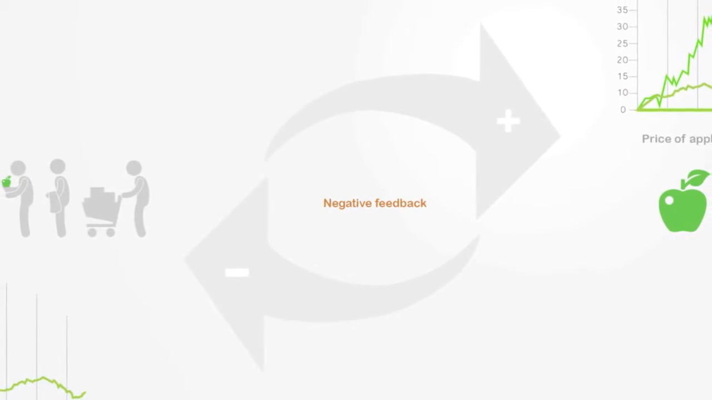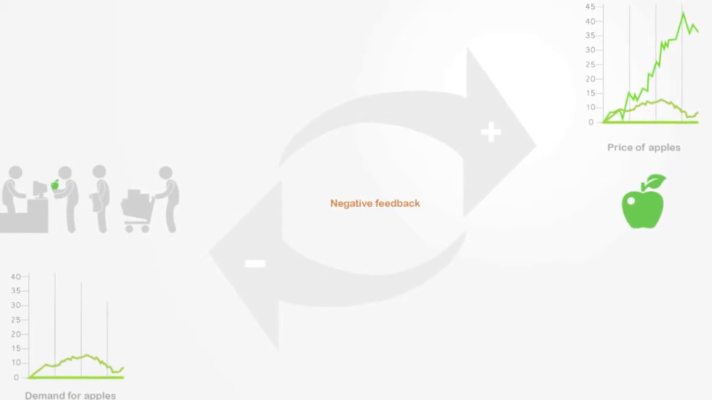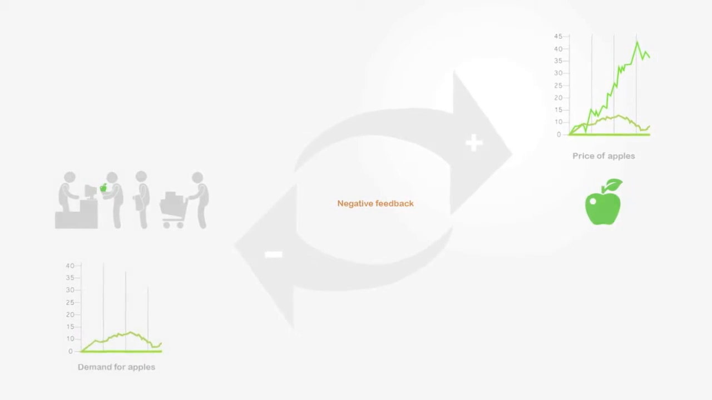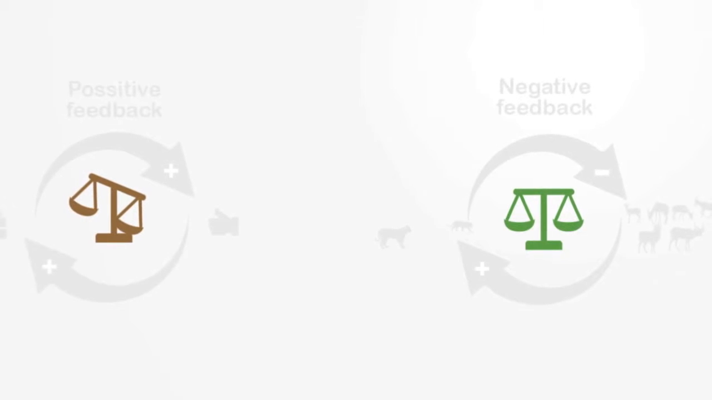For example, the more the price of apples goes up, the less the demand for apples from consumers, which in turn feeds back to reduce the price of apples again. These different feedback patterns in turn give rise to different systems' properties.